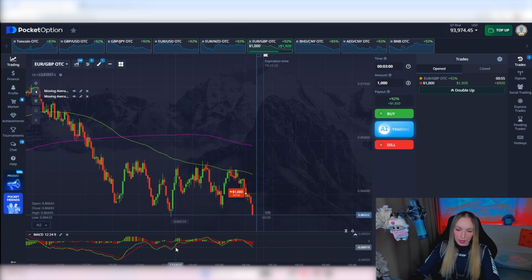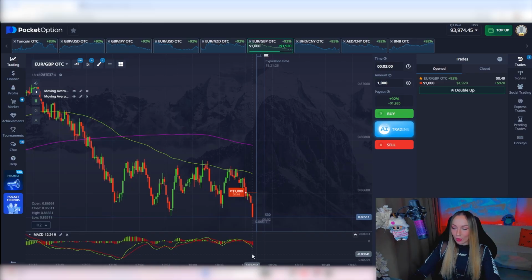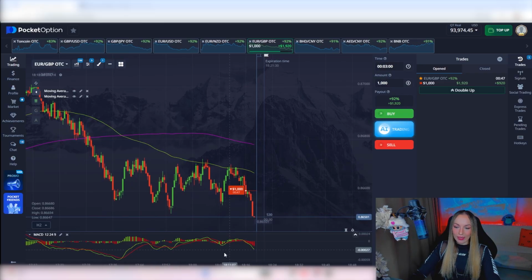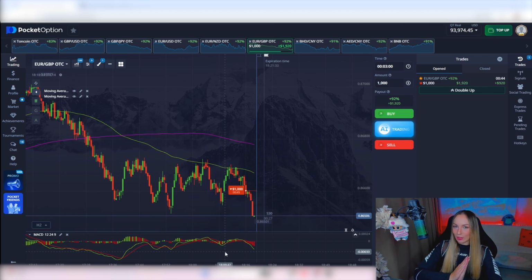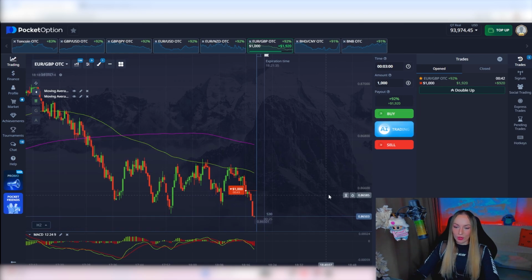But here on this currency pair, we have a downward trend. That's why, as you can see here, when the line crossed, the price didn't go up. So it doesn't work like that. Don't open the trades against the main trend. This is a very important rule.